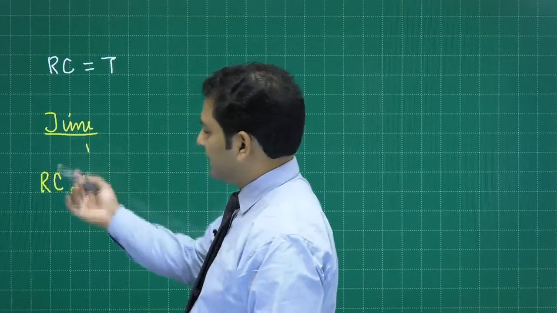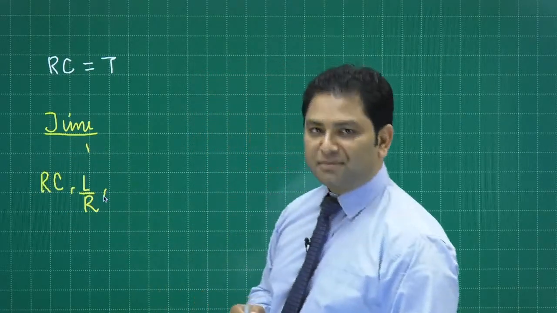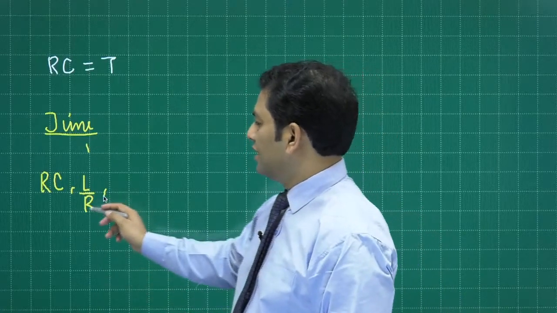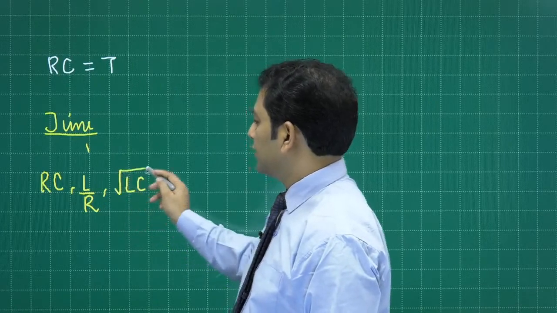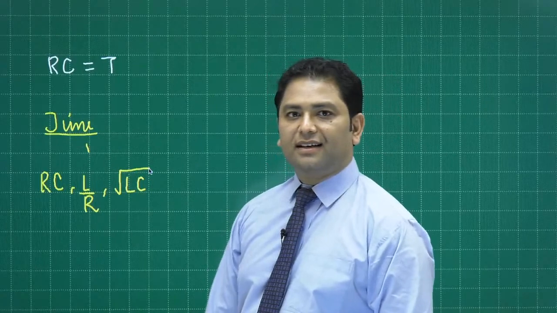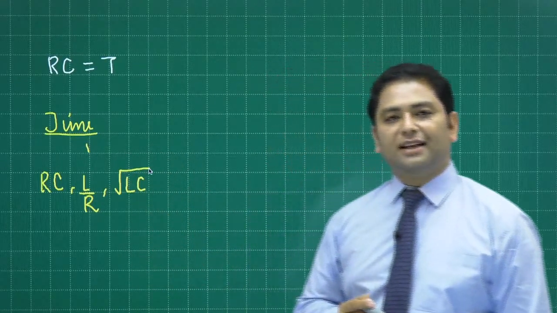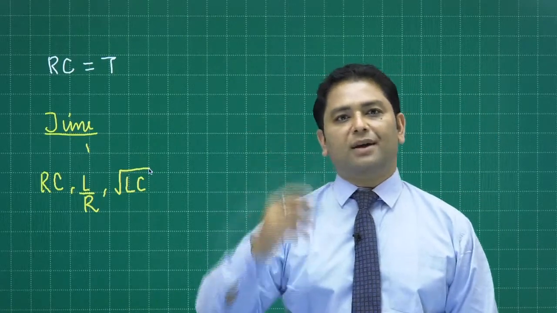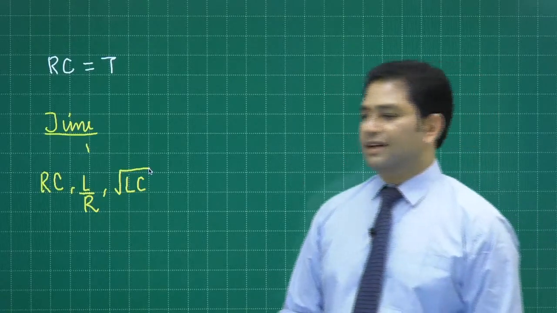Then the next is LC. Just try to extend it. This is time, this is time. You multiply, that will be time square. So LC is time square, but if you take a root, that will be time, because we are under the heading of time there. And you remember, for an LC oscillating circuit, the frequency is 1 by root LC. That means the time would be root LC.